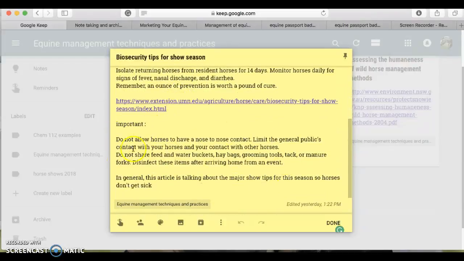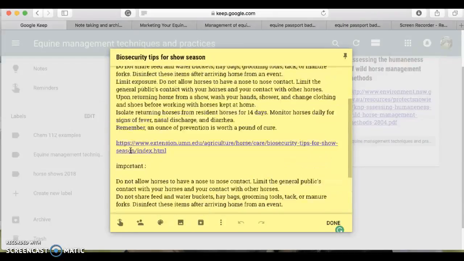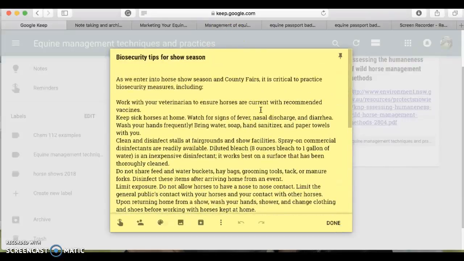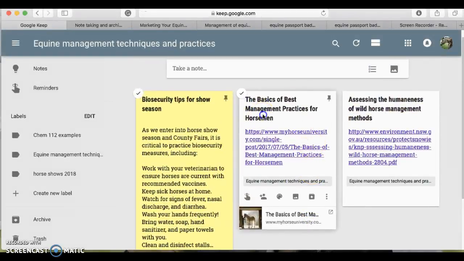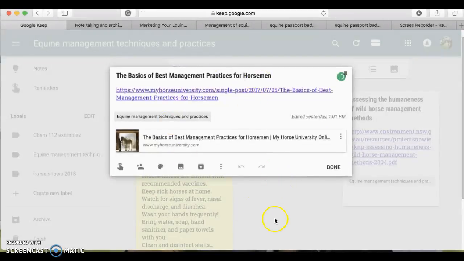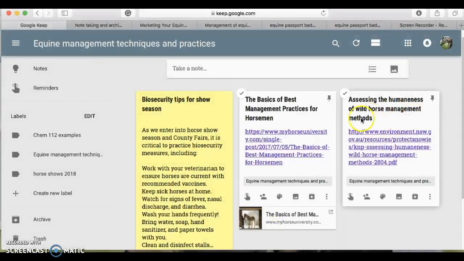Right here, highlighted some stuff. I put this in yellow just to make sure I remember this is bold and like important. And right here is like the website for it. Here's some other basic practices with the websites and some other stuff.